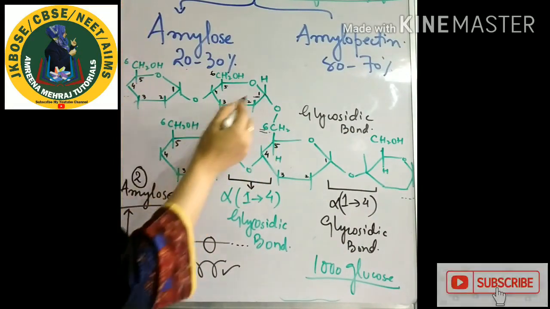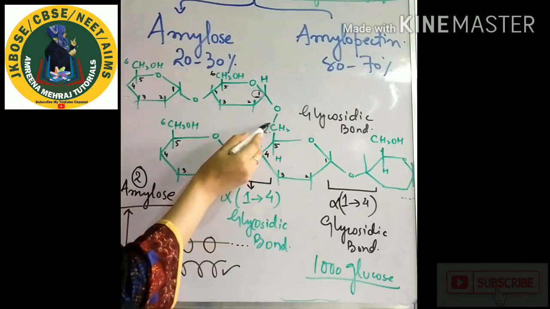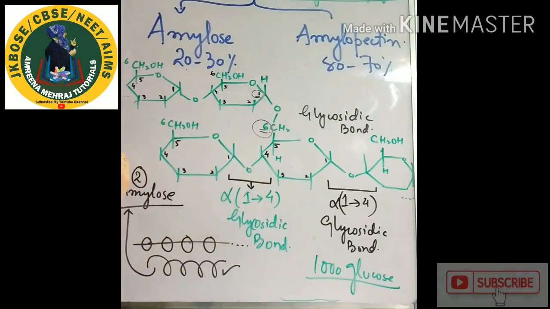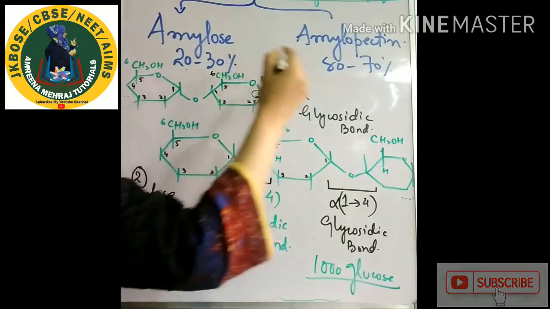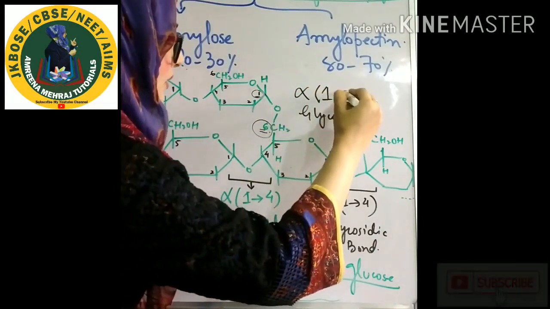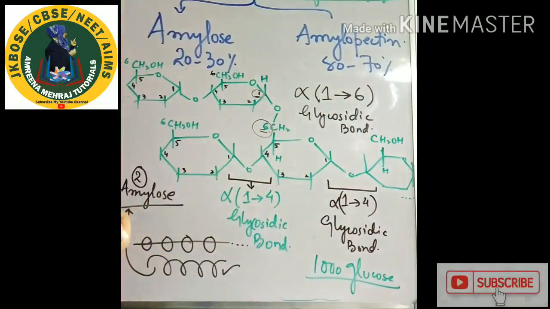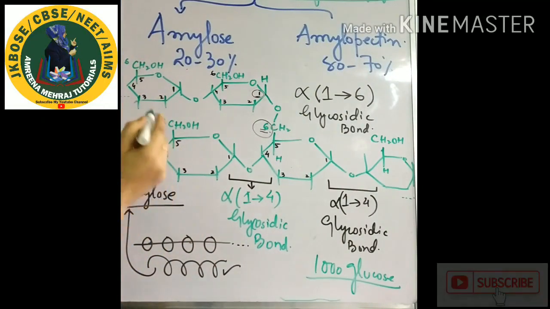But this bond is created between carbon number 1 and carbon number 6. Analyze. You have carbon number 1 participating and carbon number 6 participating, my dear students. So we'll call it alpha, because it's alpha sugar. 1 to 6 glycosidic bond. Okay, that is the difference between amylose and amylopectin.